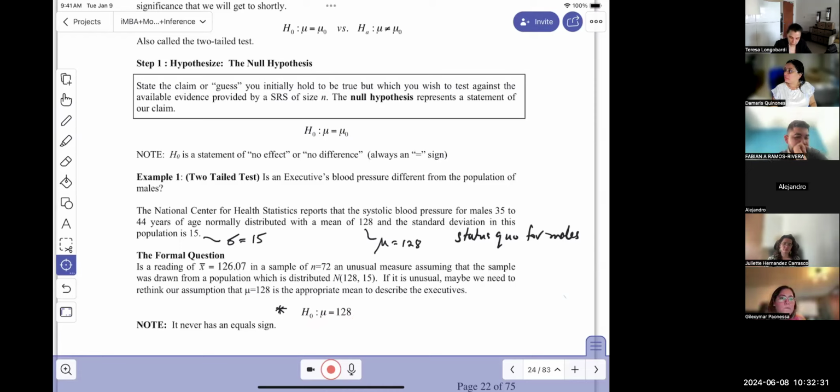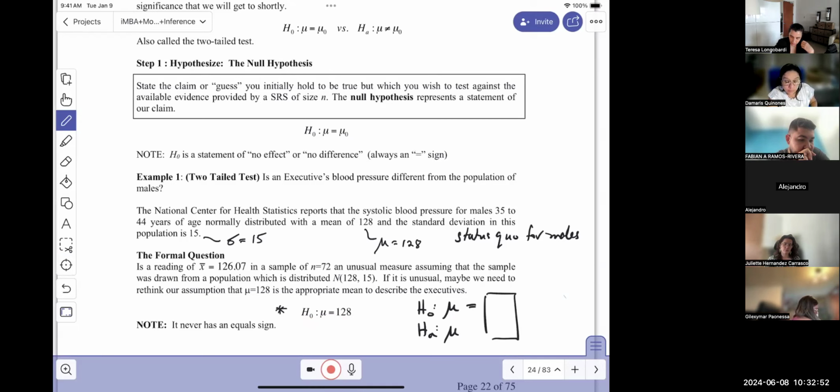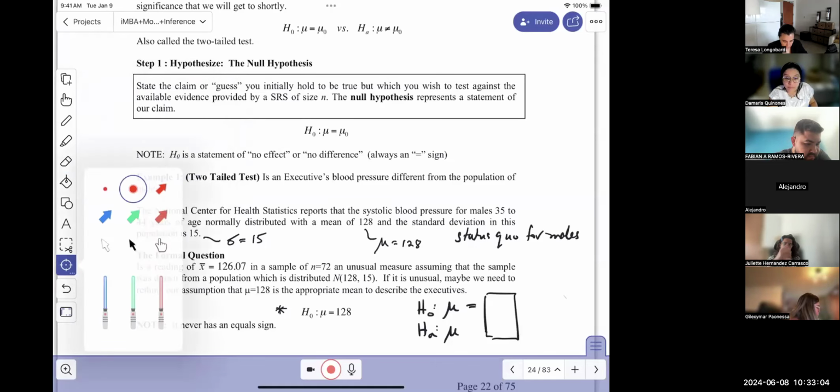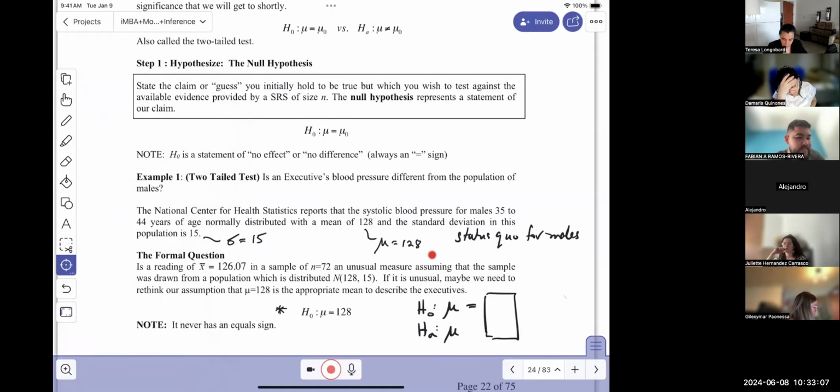As I set up before, it always looks like this. You put the colons here, and then the parameter you're testing. We used P before, now I'm going to use mu, and I still have to put an equal sign, and whatever number I put in the top, I also put in the bottom. I already figured out the status quo. It's 128. So I'm going to use that for male executives too. And since I put it there, I have to put it there.